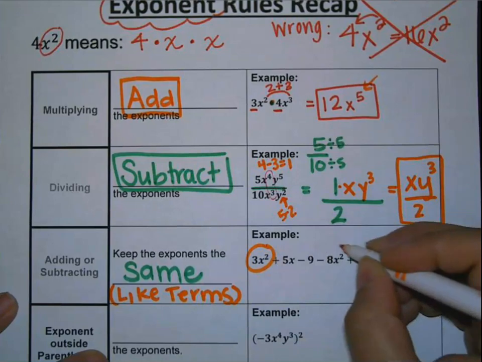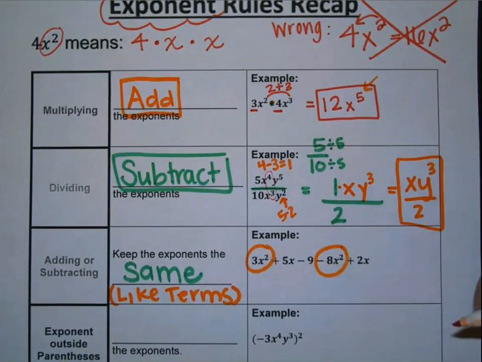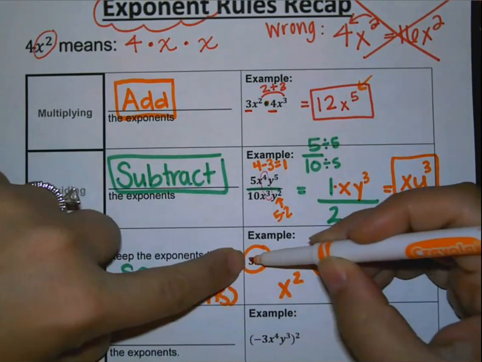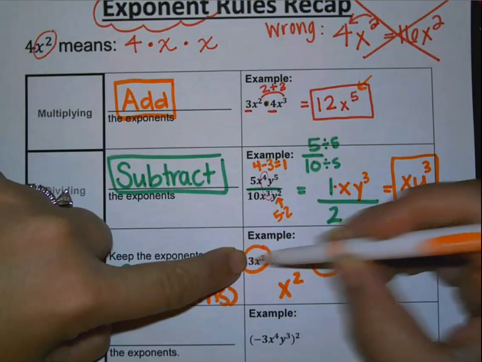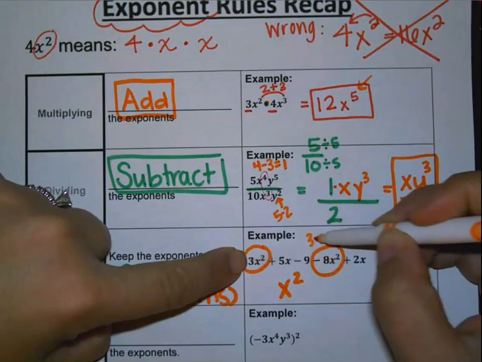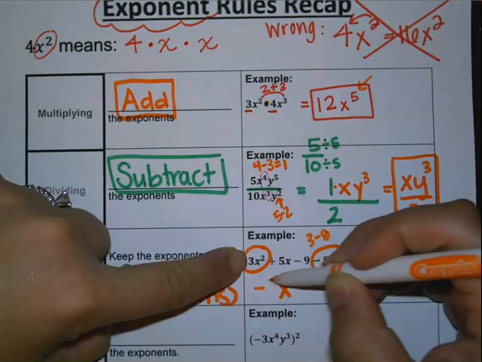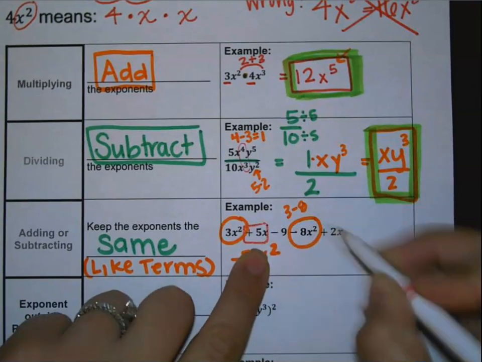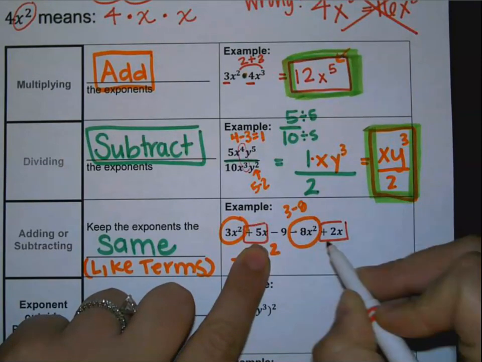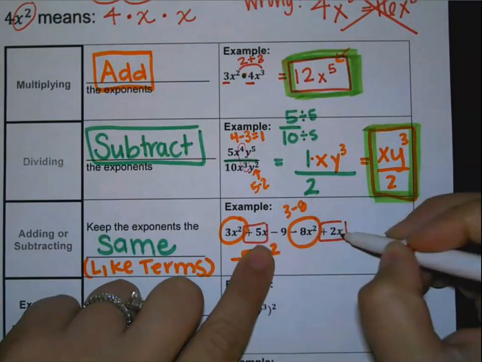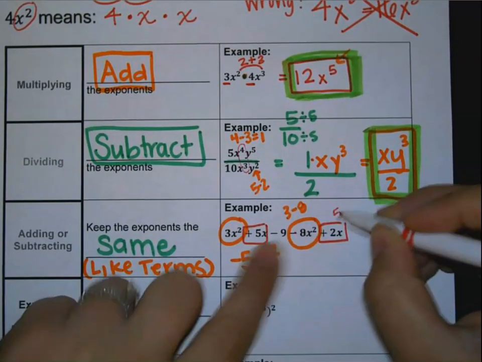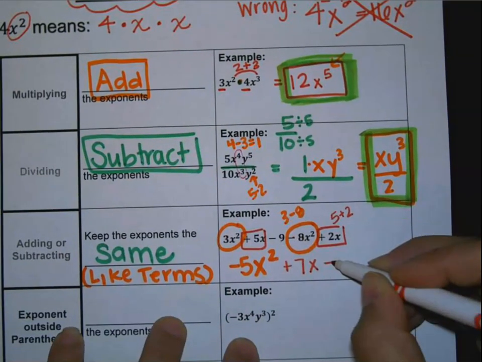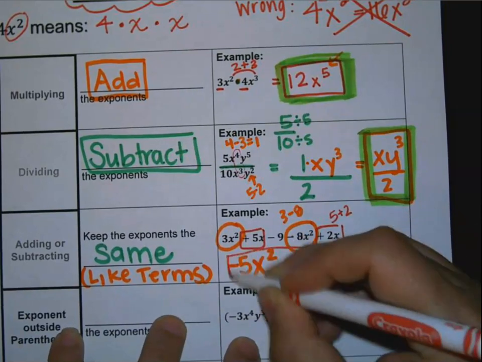So I can put a 3x squared with a negative 8x squared. Remember, the exponents are staying the same. The only thing you're doing is taking the coefficient and doing 3 minus 8, which is negative 5. Then we have positive 5x and positive 2x. Those are like terms; they both have matching variable parts. 5 plus 2 makes 7x. Then we have this negative 9 all by itself, and that would be our final answer.